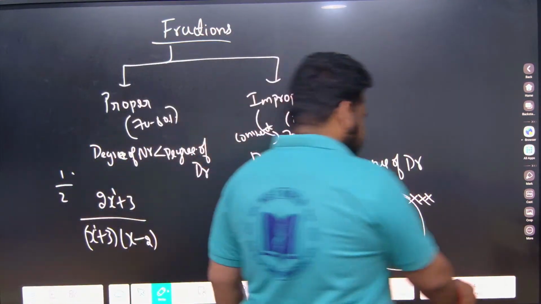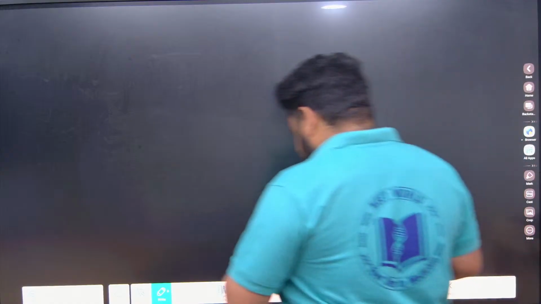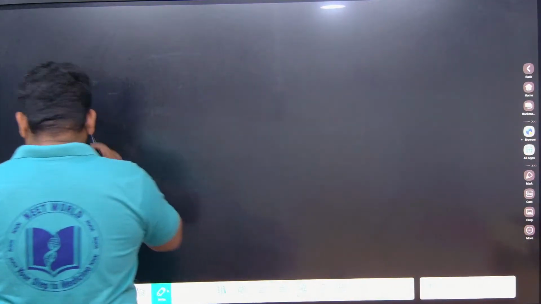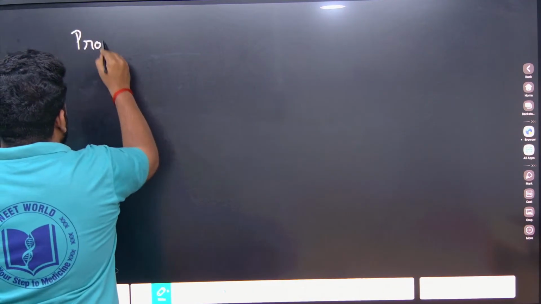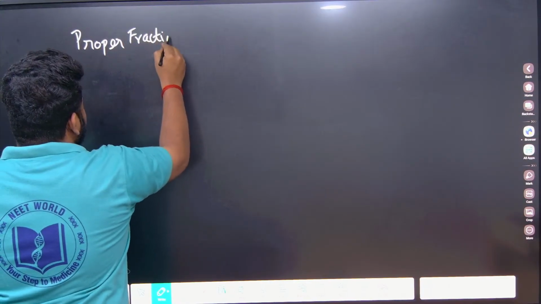Next, let us proceed to some types which we write when it comes to proper fractions. Some examples are the ways in which we write proper fractions in terms of partial fractions. If you want, you can write them down.